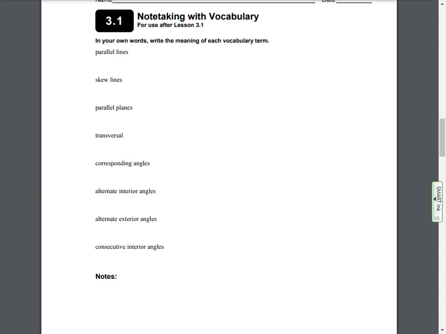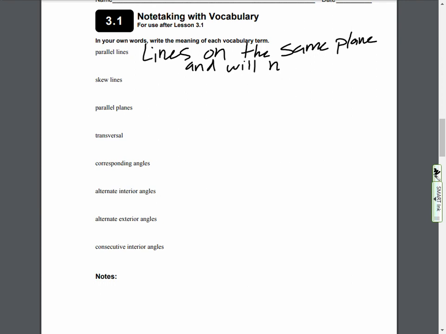Okay, 3.1 part 2. I'm starting off with definitions. Definitions are parallel lines here. Parallel lines are lines on the same plane and will never intersect. Okay? We know what parallel lines are. We've known what parallel lines are since 3rd grade. Probably 3rd grade. That's my guess.